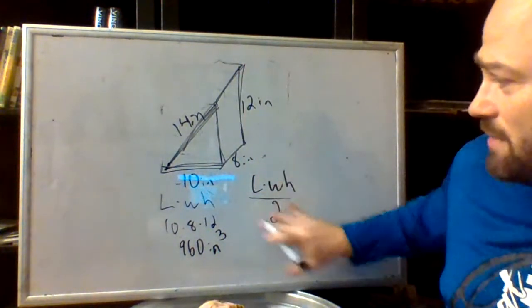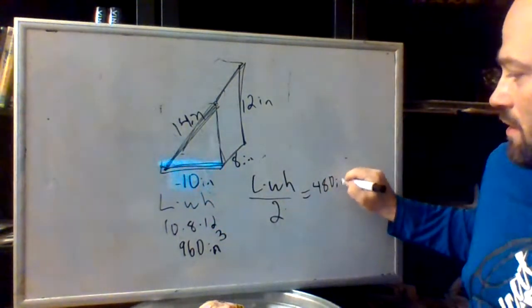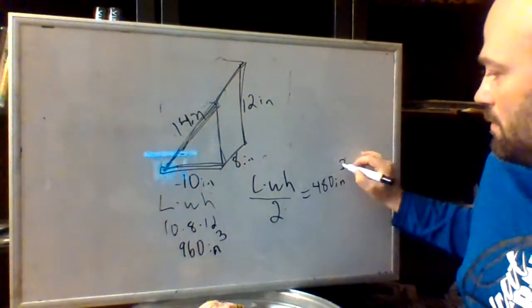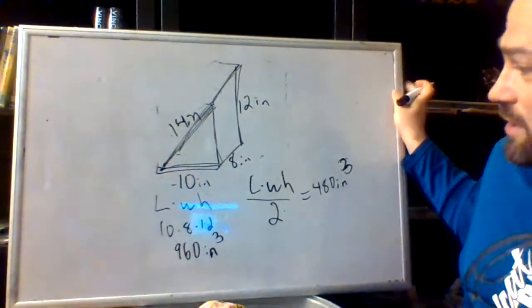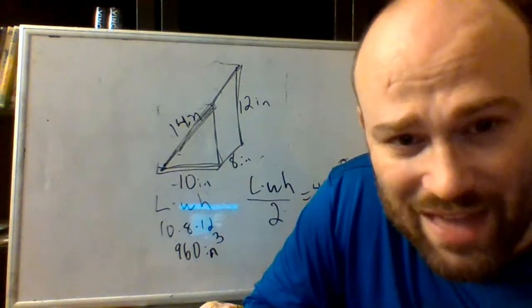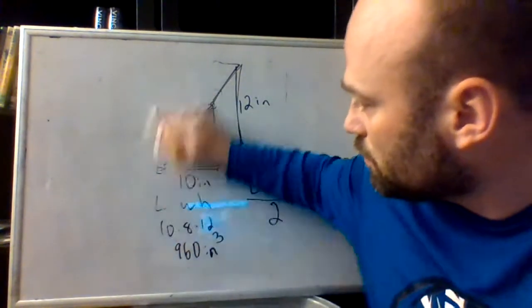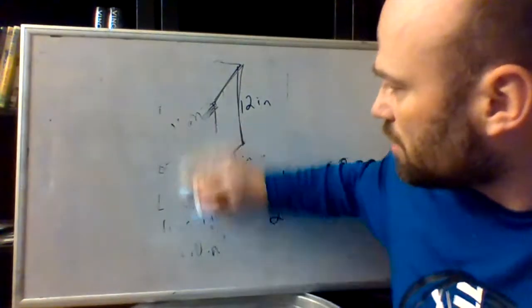Length times width times height divided by 2. So in this case, this one would be 480 inches cubed. Things going to fall down here. So you got to make sure you find the actual height of the triangle prism. And one more triangle prism.